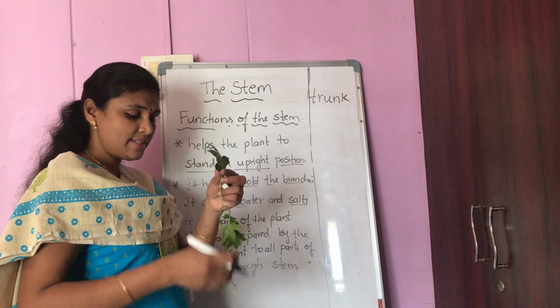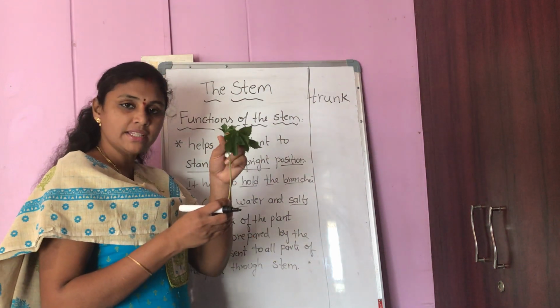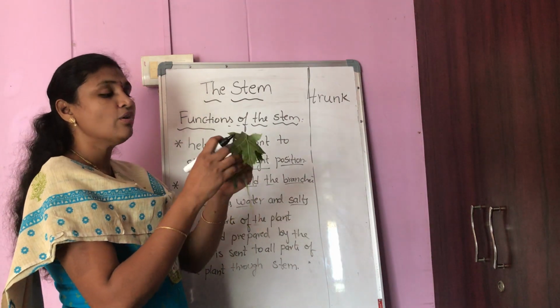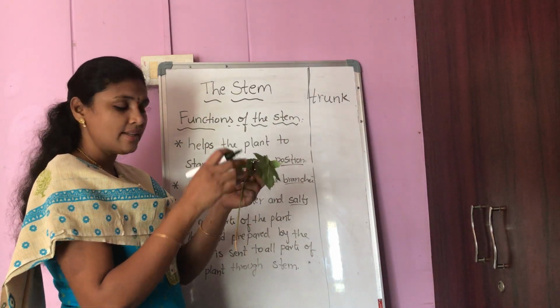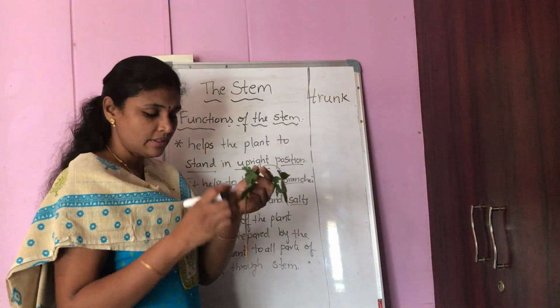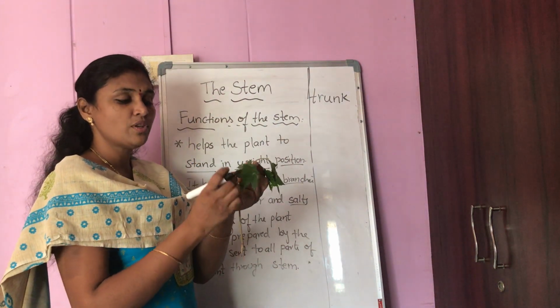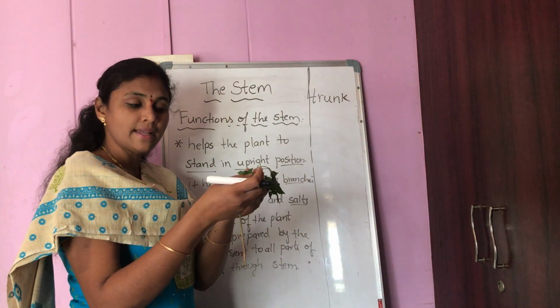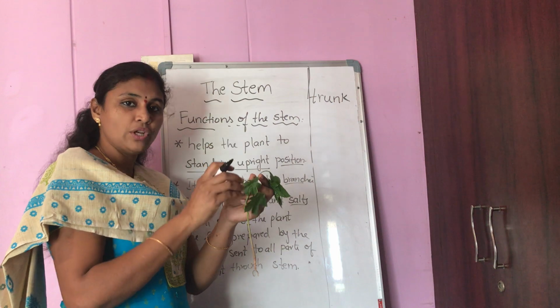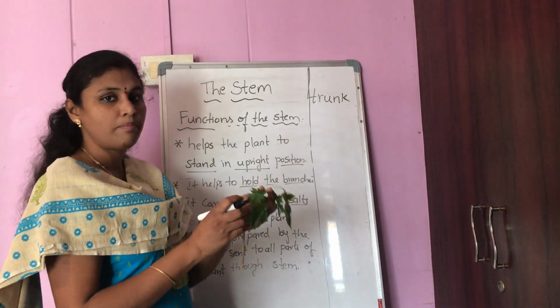So what are the functions of the stem? The first one is it makes the plant stand in the upright position, and the next one is it holds all the branches. The third one, it carries water from the roots to the leaves, and once the leaves have prepared the food, it takes it to all parts of the plant.